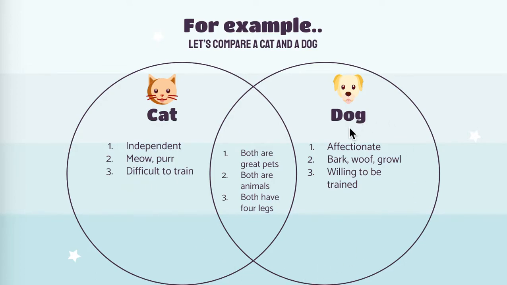Now let's see how a dog is different from a cat. It's affectionate. It barks, woofs, or growls and dogs are willing to be trained. Now, let's see how they are similar or alike. What term do we use for that? Compare. They're both great pets. They are both animals. They also have 4 legs.